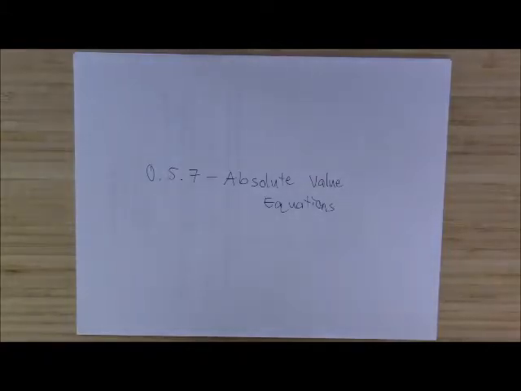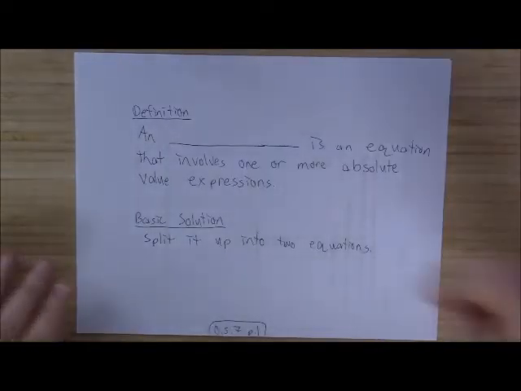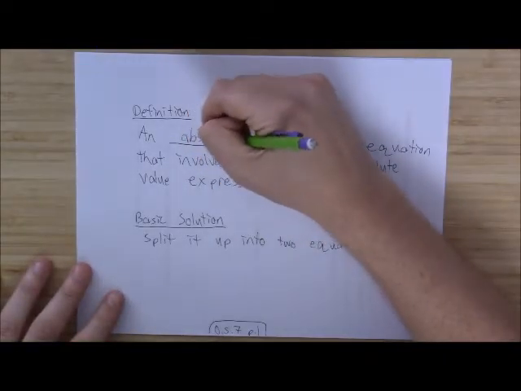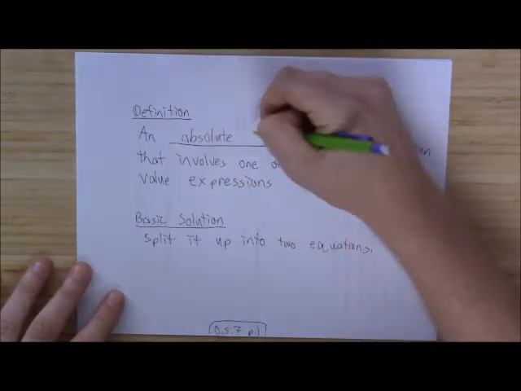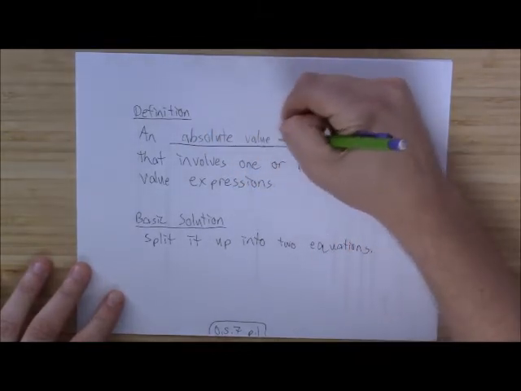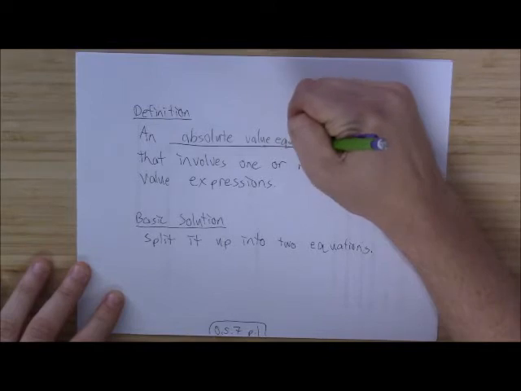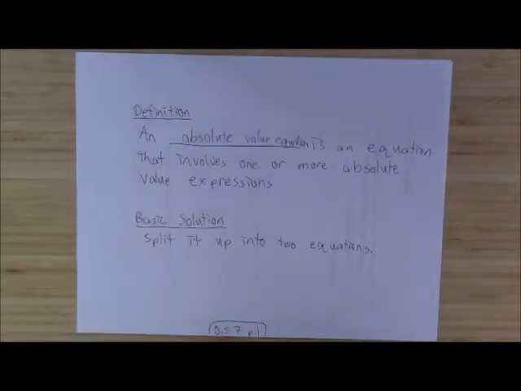Alright, in this video we'll be talking about absolute value equations. To begin with, an absolute value equation is just an equation that involves one or more absolute value expressions in it. The basic solution that we're going to use here is to split it up into two equations.